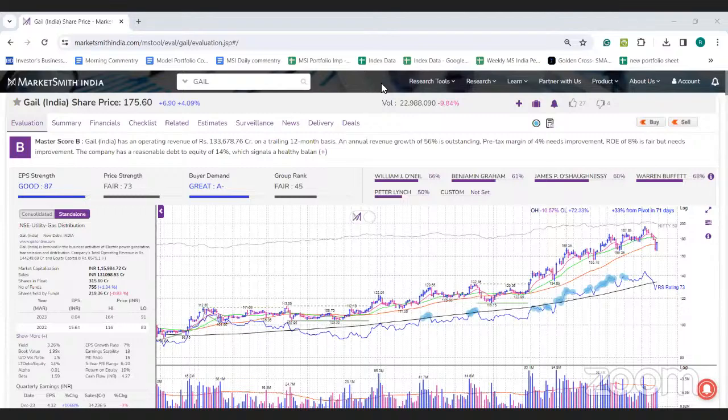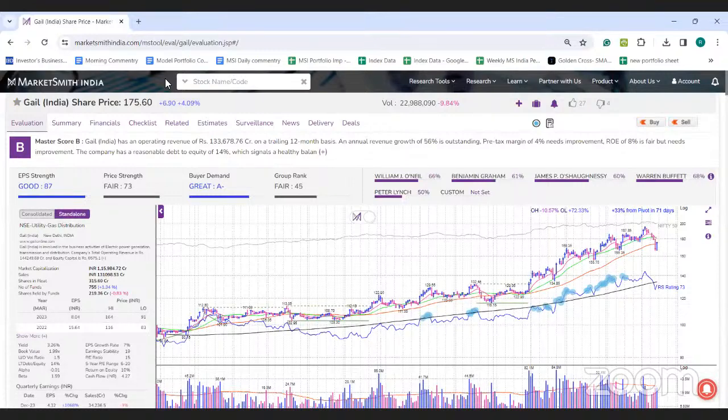And if you are still holding it, I think you can keep the low of today's session or yesterday's session as a stop loss. And because today it has reclaimed its 50 DMA, I think it can find support at that level. And with the stop loss kept at today's low, we can continue to hold.